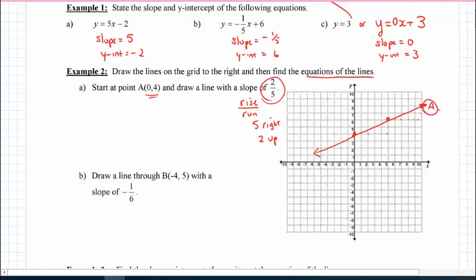Okay. Now it says also to find the equation of the line. Well, I gave you the slope. I gave you the y-intercept. This is the y-intercept since the x value is 0. So using my equation y = mx + b, m stands for the slope. That's just equal to 2/5. And b is the number 4. Ta-da! We're done.